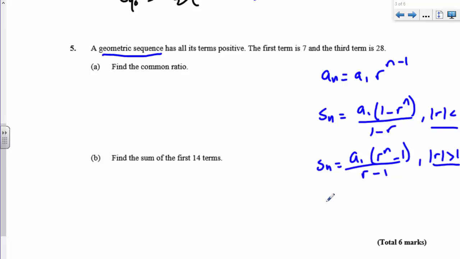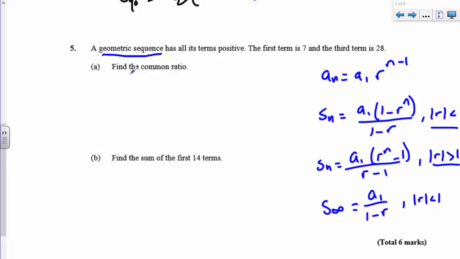There's a fourth formula if they ever ask you for the sum of an infinite geometric series, which is not what's happening here, but just in case so you know, it's going to be A1 over 1 minus r. This is only true if the absolute value of r is less than 1. That means that an infinite sum would converge to a single value. If r is greater than 1, it would go up to infinity, so there's no point in trying to calculate it.